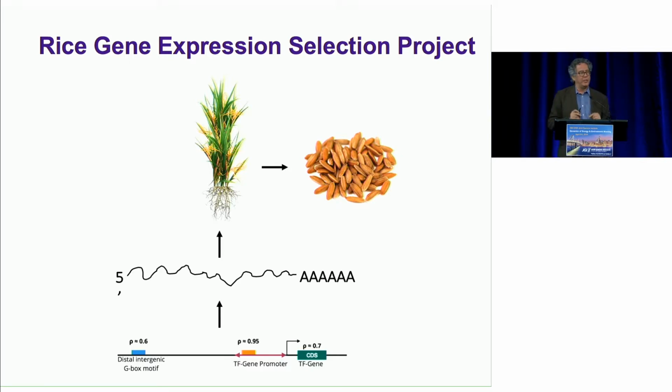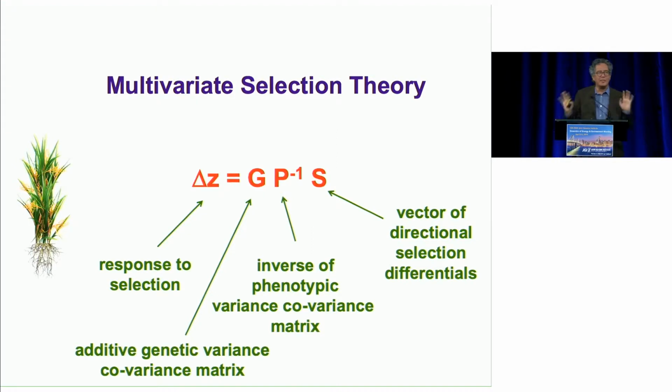But one thing that always intrigued me was, can you actually measure the contribution of the levels of the transcript levels, the levels of gene expression, to fitness, and thereby measuring the strength of selection? And the way to do this has been known by evolutionary ecologists for more than 35 years now. And it has to do with multivariate selection theory.